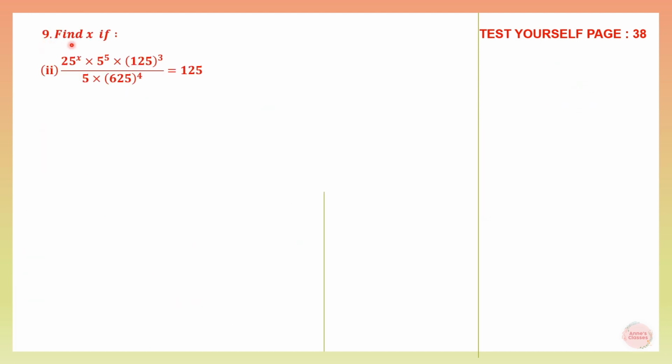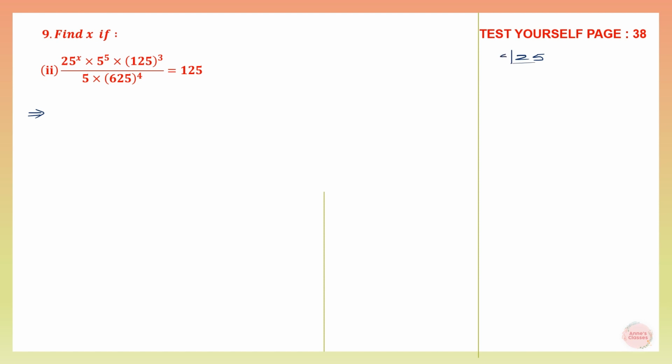Question 9. Find x if. Now look at this whole equation carefully. Now here there are some numbers which are not prime numbers, like 25, 125, 625. They are not prime numbers. So what we can do here is find the prime factors of these numbers. So let's begin with the first number, which is 25. So what are the prime factors of 25?